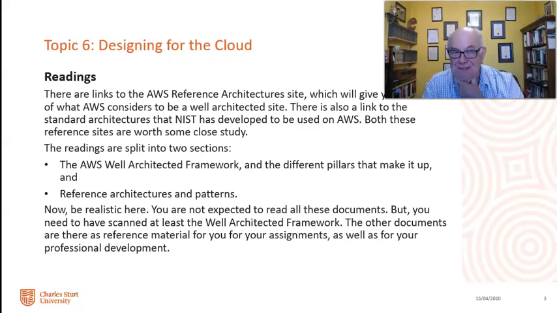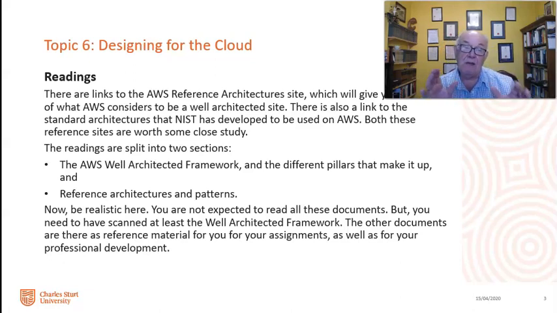Readings. There is a huge load of readings in here, and if you've had a look at topic 6 already, you're probably starting to quail just a little bit. And what I've done here is I've given you some links to the AWS reference architecture site as well. And I've also put in a link to the standard architectures that NIST has developed to be used on AWS. And these are really worth a bit of study. But I've split the readings into two main sections, the AWS well-architected framework and the different pillars that make up that framework, and then a series of reference architectures and patterns.